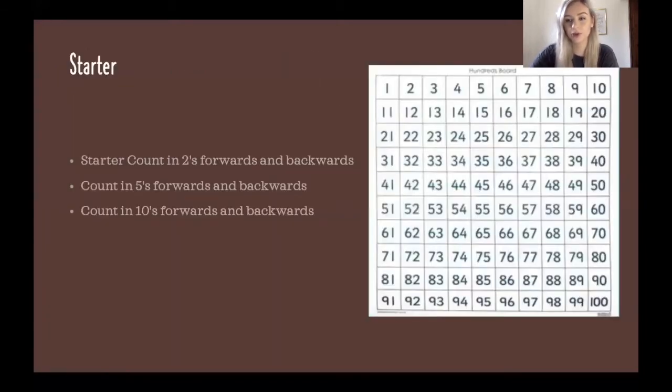Your starter, what you're going to do, you are going to practice counting forwards and backwards in your 2s, your 5s and your 10s. I've put on the 100 square on the screen so that you can use that to help you if you'd like. Choose a number to count from, practice going forwards and practice going backwards, and then you can carry on with the rest of the video. So pause the video now to have a go at this.